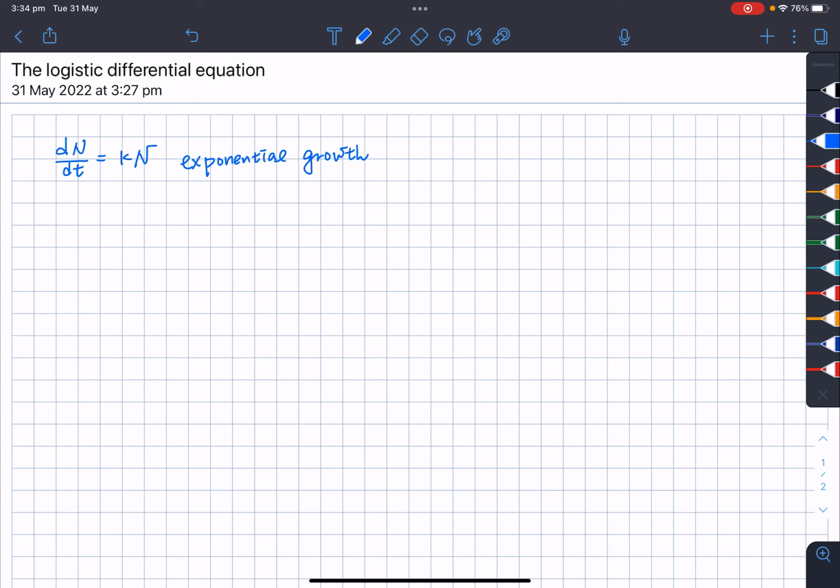Another one: if the growth rate is proportional to the difference between the number and the equilibrium value, for example, P minus N, you call this bound growth.